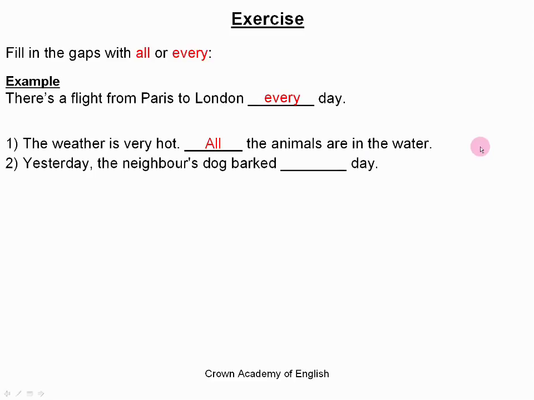Question 2. Yesterday, the neighbor's dog barked all day. So again, this is a duration. We're talking about yesterday, and the dog barked for the duration of the day. So we must use the word all.